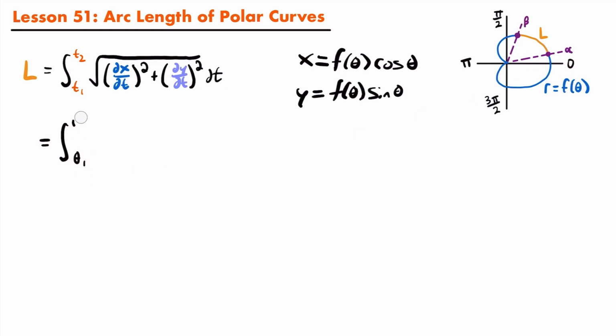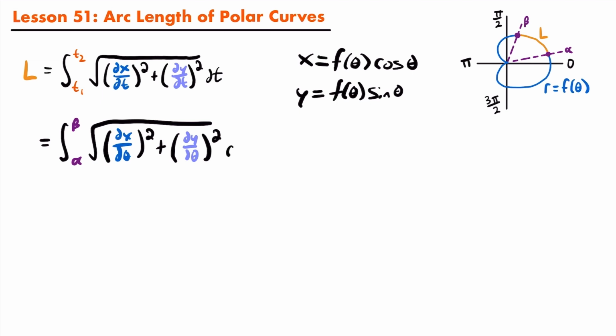So I'm going to erase those. Let's just replace theta sub 1 and theta sub 2 with alpha and beta. All right. And then inside the integral, we will have the square root of (dx/d theta) squared plus (dy/d theta) squared. And then we're going to be integrating with respect to theta. So we will have (dx/d theta) squared plus (dy/d theta) squared, times d theta.